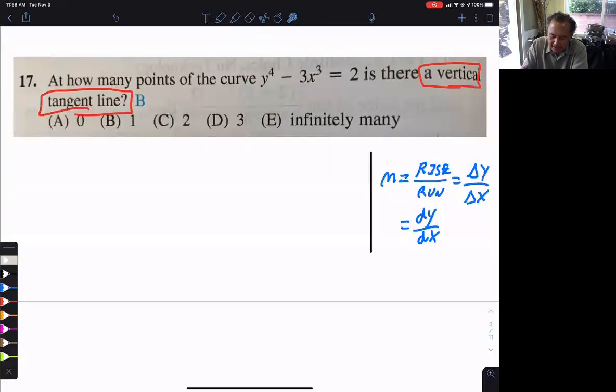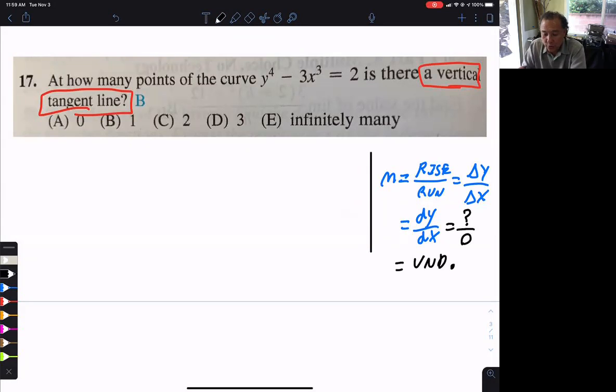So when you have a vertical line, you have to see this. Your delta x or your dx is going to be 0, because in a vertical line, you don't move left or right. So your dx or delta x is always 0. In this case, you're going to have some number on top and 0 on the bottom, and dividing by 0 is undefined. A vertical line has a derivative that's undefined. It has a slope that is undefined.